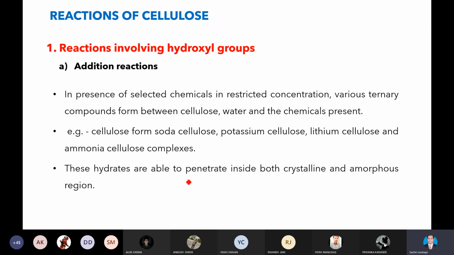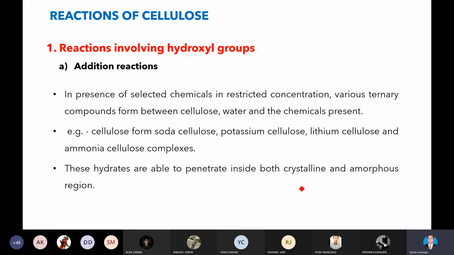So these hydrates are able to penetrate inside both the crystalline and the amorphous region. Whatever this addition reaction is, it takes place in both the crystalline as well as the amorphous region. Now, soda cellulose formation, where is this possible? One, during the maceration, part of the cellulose might get converted to soda cellulose. Secondly, during the manufacturing of viscose rayon.